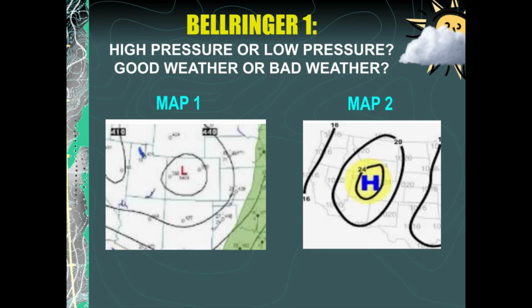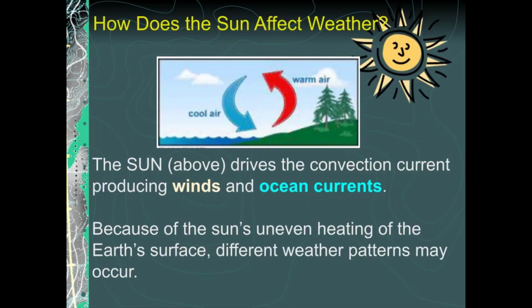In summary, say aloud the symbols of low and high pressures and the weather they bring. So, low pressure is L, high pressure is H. How does the sun affect weather? What drives the convection current producing winds and ocean currents? Yes, it's the sun. Because of the sun's uneven heating of the Earth's surface, different weather patterns may occur.